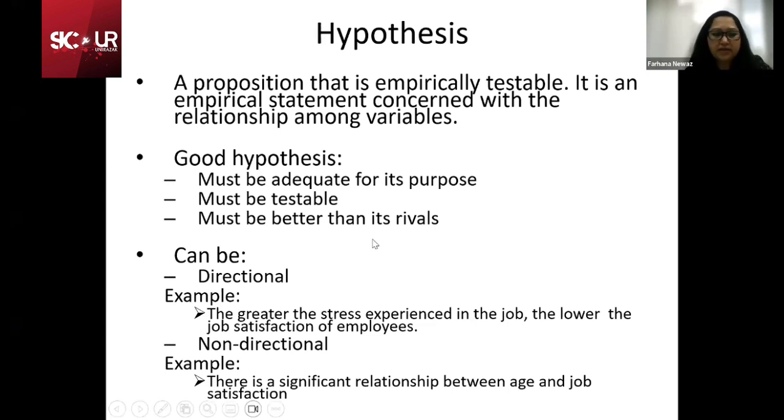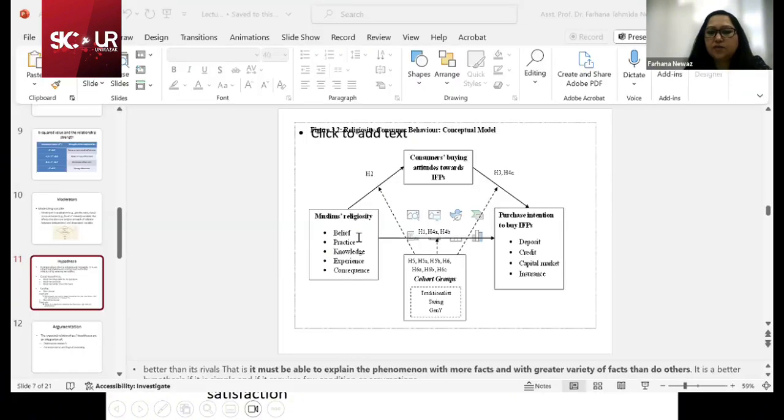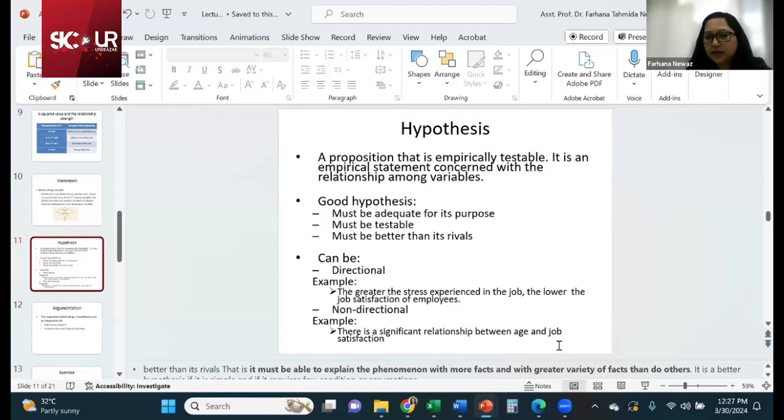And then non-directional, right? Non-directional could be like this. Sorry, I can see this one, so that's why I have to exit the full screen. So non-directional can be: there is a significant relationship between age and job satisfaction. So I would like to give the statement of the relationship between age and job satisfaction.